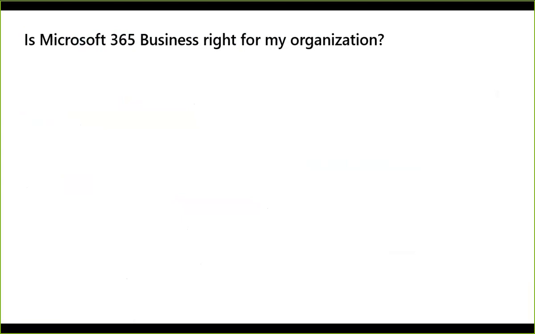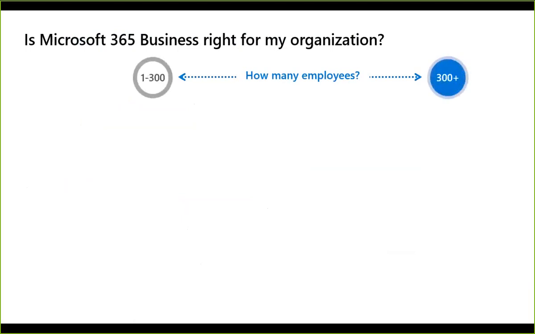So how do you go about determining which version of Microsoft 365 is right for your organization? Well, the first thing that you need to look at is how many employees. Now, in the SMB space, probably not a lot of businesses that are over 300 seats, but if they are, you'll need to look immediately at the 365 Enterprise because the business SKU is limited to 300.